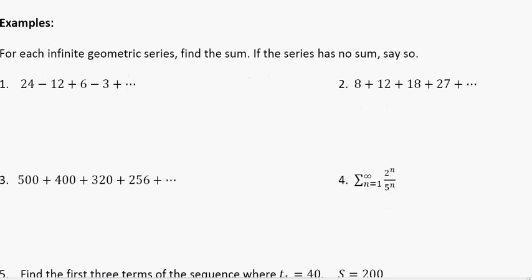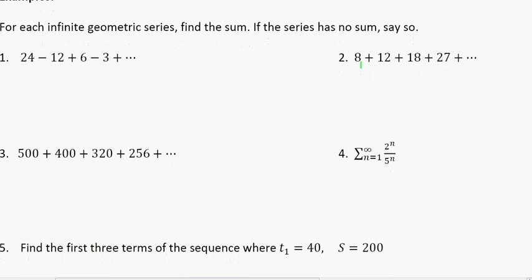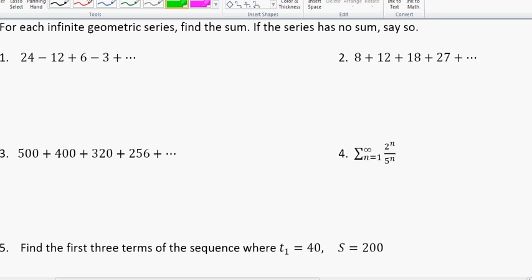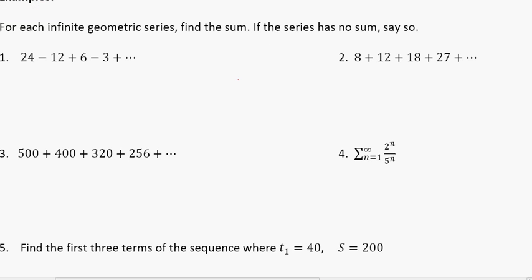So let's take a look at some examples here. Okay, it says for each geometric series, find the sum. If the series has no sum, say so. So a couple of things we have to identify here. What's t sub 1? T sub 1 is 24.